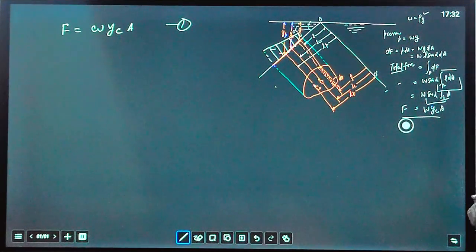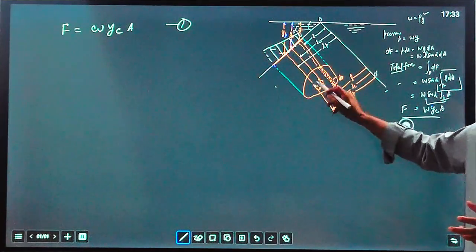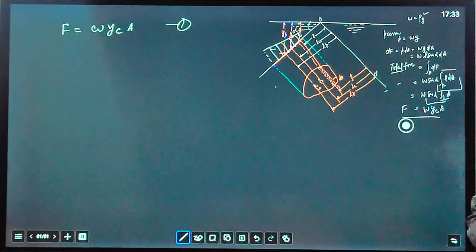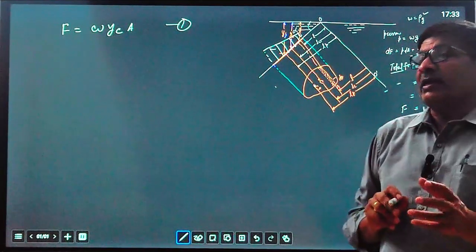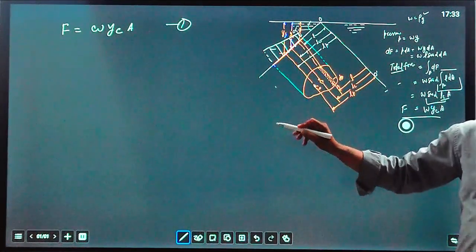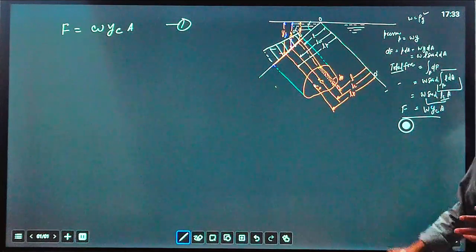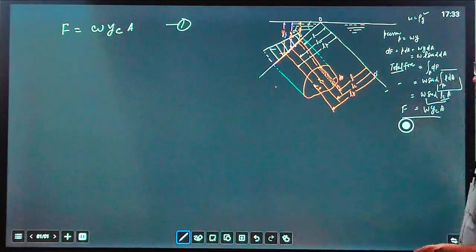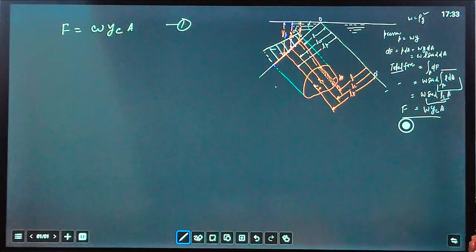Due to pressure, force is acting on the surface, and that action point is known as the center of pressure. For a vertical or inclined surface, it is certainly not acting at the centroid of the area, but away from it, always below the centroid of the area. So we can find it out by taking moments.